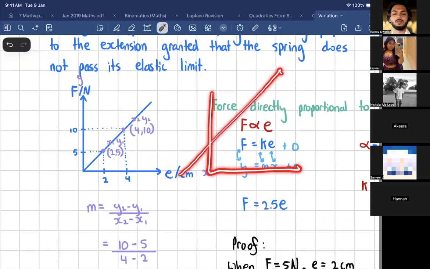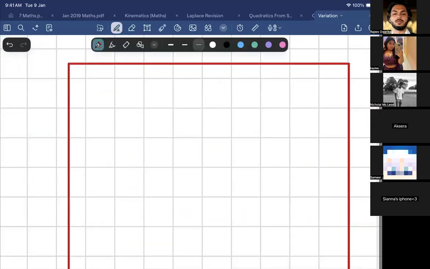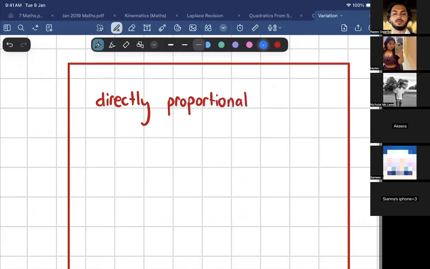Which one will be directly proportional there? Graph one or graph two? Graph one. What's the difference between graph one and graph two? The line passes through the origin in graph one, but not in graph two. Exactly. That is it. So when we talk about directly proportional, what makes it directly proportional is the fact that the line is going to pass through the origin.